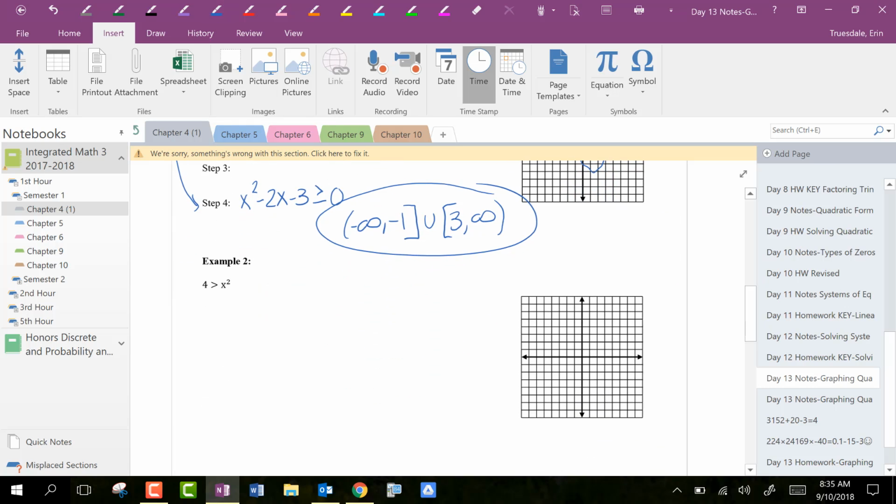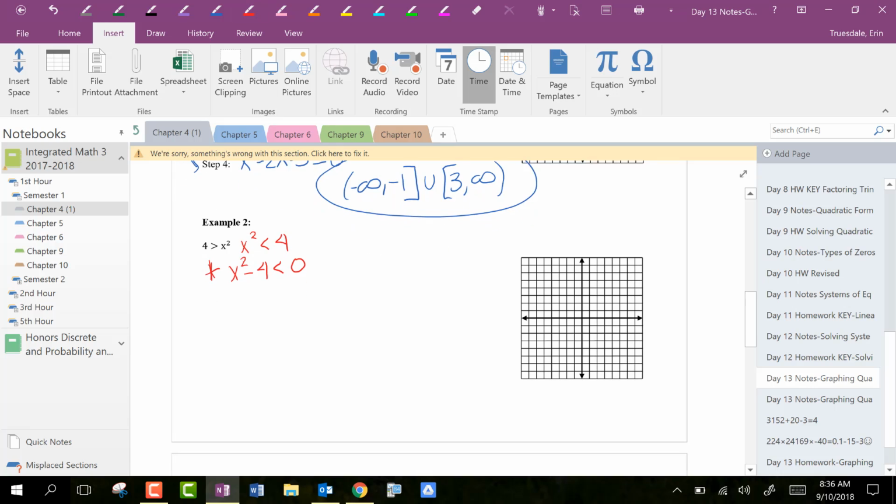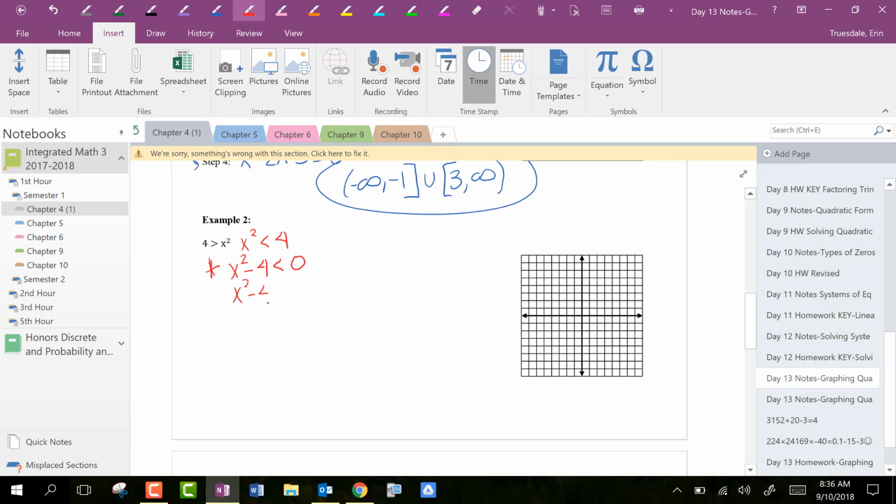Okay, let's try another one together. Again, I like to rewrite this problem so that the x is on the left side. So I'm just going to flip it. I need to get everything on the same side first, so I'm going to subtract the 4. So I have x squared minus 4 is less than 0. Now this is my main problem. I need to factor this, so you can set it equal to 0 so it looks nicer, and then factor it.